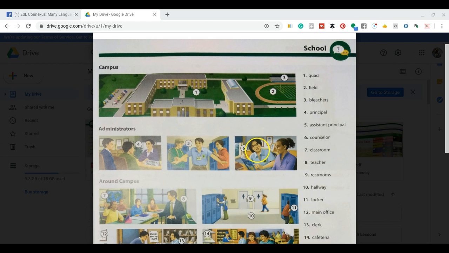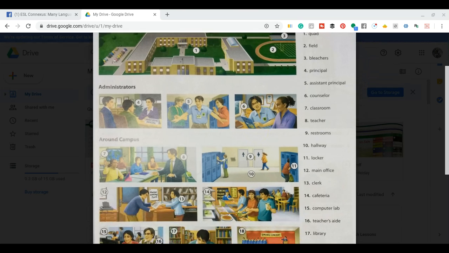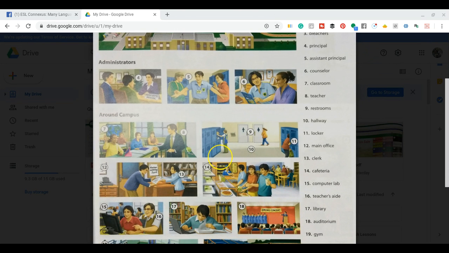6, counselor, counselor. 7, classroom, classroom. 8, teacher, teacher. 9, restrooms, restrooms. 10, hallway. 11, locker, locker.